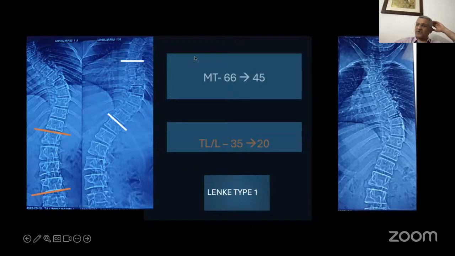I mean, we have to find a center which will be able to take the whole spine X-ray. That's very, very important for us to plan. And the second message is always: measure all the curves. You will never go wrong.